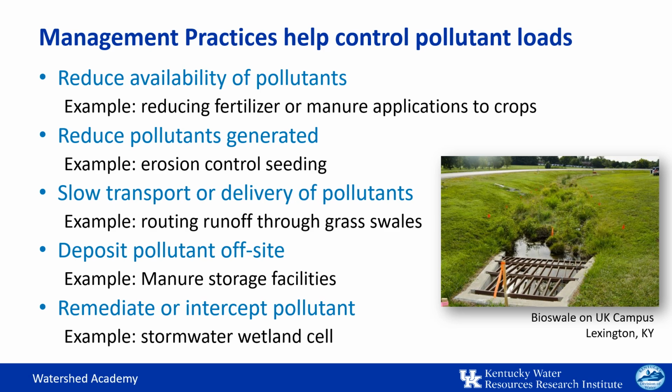They can slow the transport or delivery of pollutants by reducing the amount of water transported or by causing the pollutant to be deposited near its source of origin, such as through routing runoff through grass swales that encourage infiltration. They can also deposit the pollutant off-site before it reaches the water body. An example of this would be using manure storage facilities to contain the manure for later use during more appropriate application times. And they can remediate or intercept the pollutant before or after it's delivered to the water resource through a chemical or biological transformation, such as when a stormwater wetland cell traps and utilizes nutrients through natural processes.